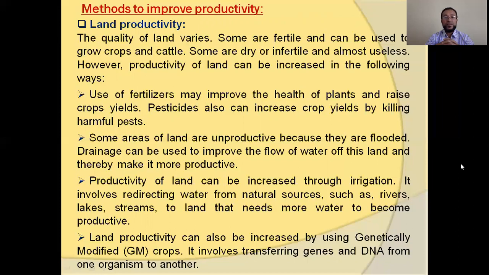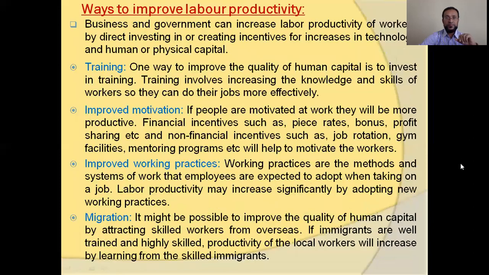Lastly, land productivity can also be increased by using the genetically modified or GM method. It involves transferring genes and DNA from one organism to another. That means using technology in the production process, it is also possible to increase productivity. So the genetically modified or GM method is the most effective method here to increase land productivity.